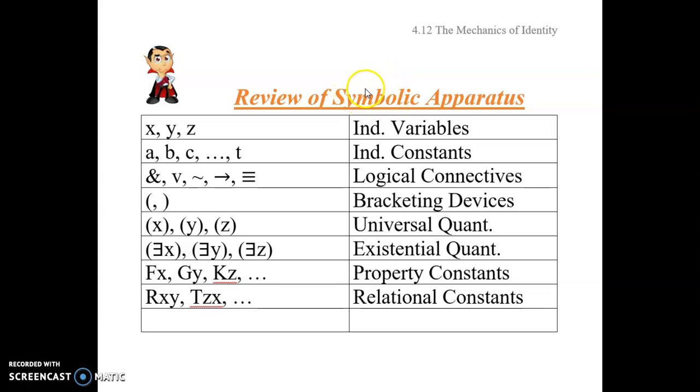So, what are some of the devices that we've introduced in Chapter 4? We've got our individual variables, we've got our individual constants, we've got all the logical connectives, we've got these bracketing devices, okay, the parentheses, we've got our universal quantifiers, we've got our existential quantifiers, you've got your property constants, you've got your relational constants, and the last piece of technical machinery we require is the identity symbol, okay? So that's the last one.